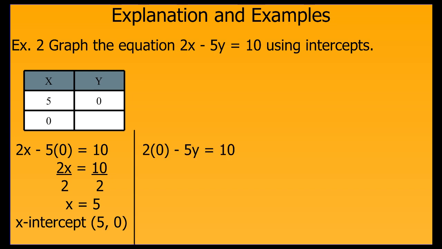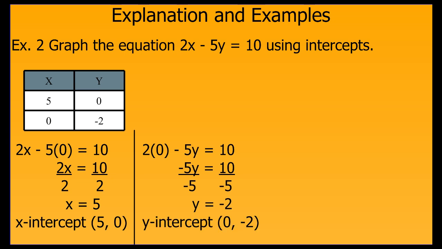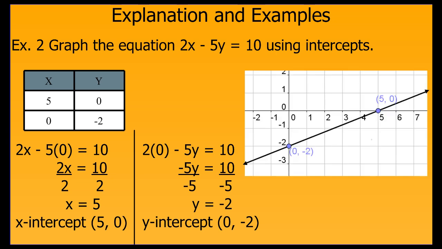Now, to find our y-intercept, we substitute 0 in for x. When we solve for y, we get y equals -2. So our solution is the ordered pair (0, -2), which is also our y-intercept because x is 0. Now we graph the equation by plotting the 2 intercepts, connecting them, and adding arrows to the end of our line.